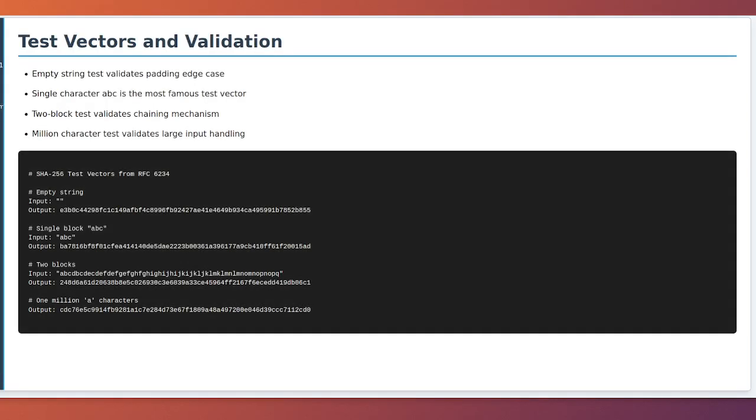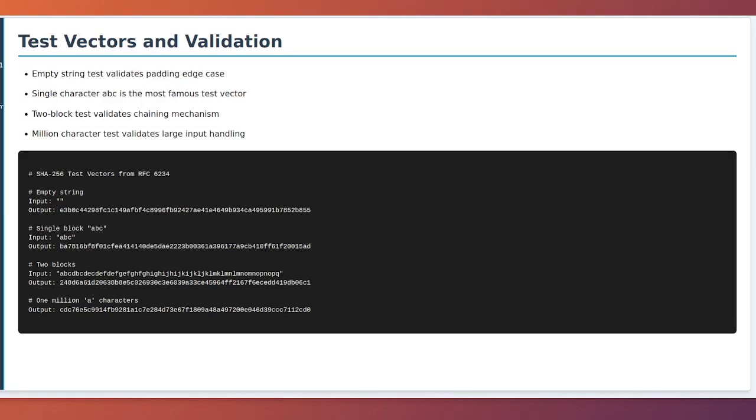Test vectors and validation. RFC 6234 provides comprehensive test vectors for all SHA-2 variants, and these are crucial for validating implementations. Let's look at some key test cases. For SHA-256, the simplest test is the empty string. Hashing 0 bytes should produce a hash beginning with E3B0 and ending with B855. This might seem trivial, but it tests that your padding implementation correctly handles the edge case of no message data.